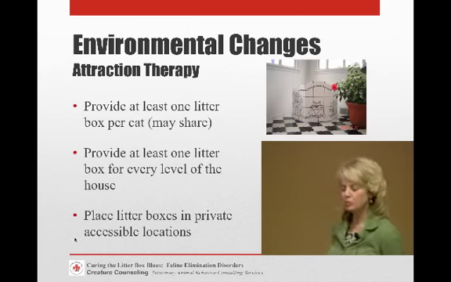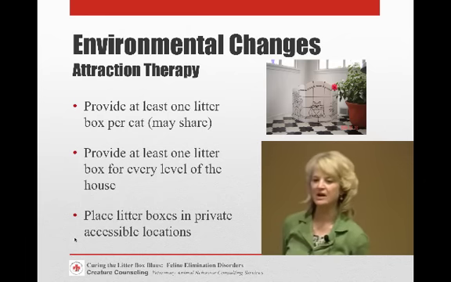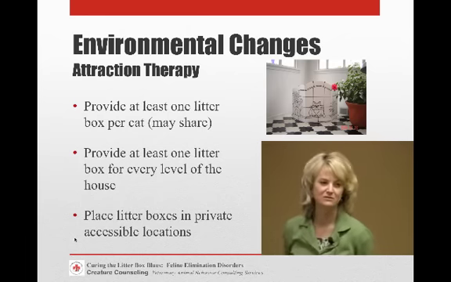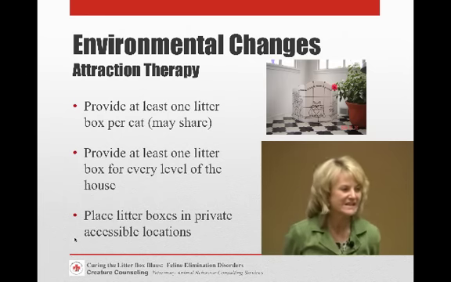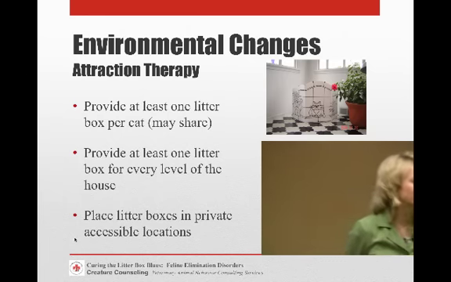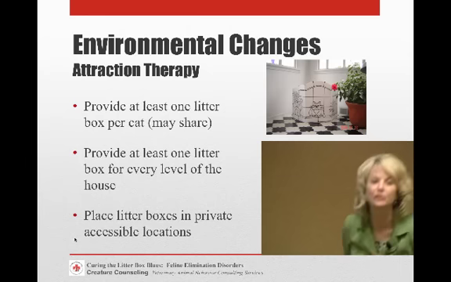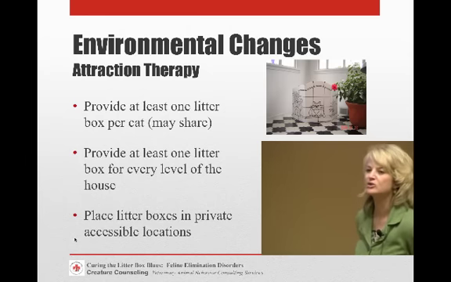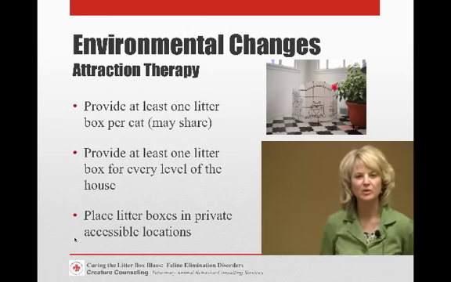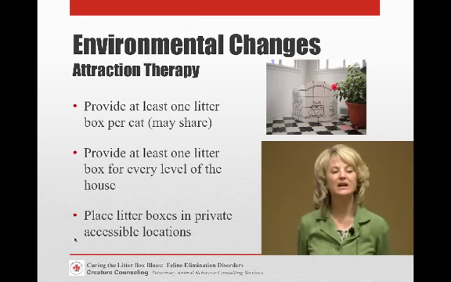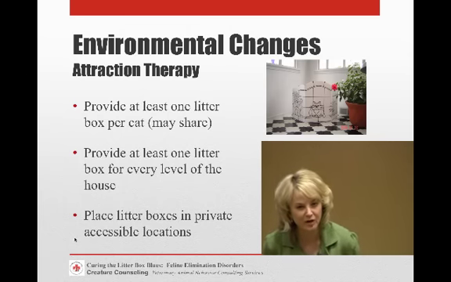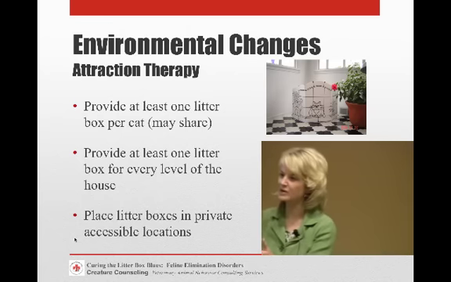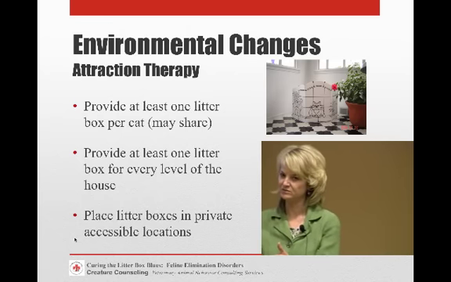Privacy. You want to place the litter boxes in a private, accessible location. All right? So that means not next to the noisy dishwasher or the furnace that goes off every so often. What you want to do is have it in a private, accessible location, and you want to have one for every level of your house. And the standard recommendation is one more litter box than the number of cats in your household.